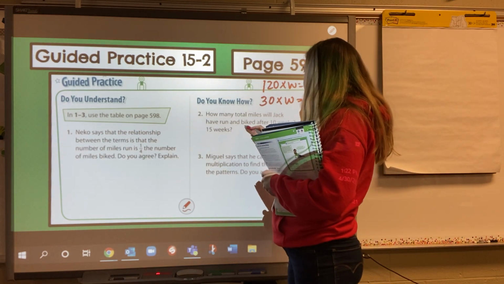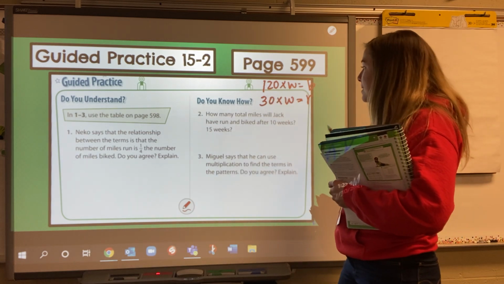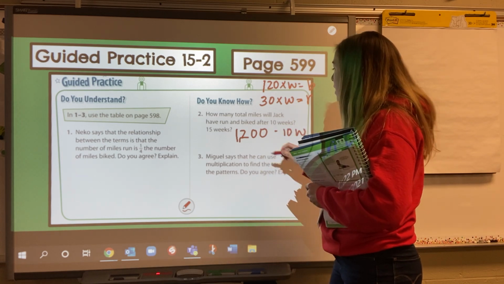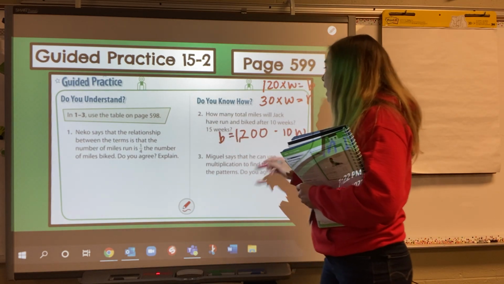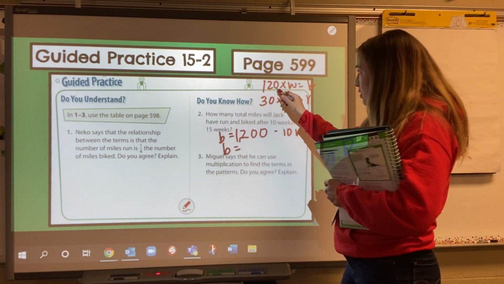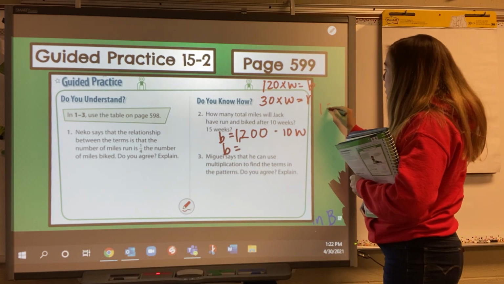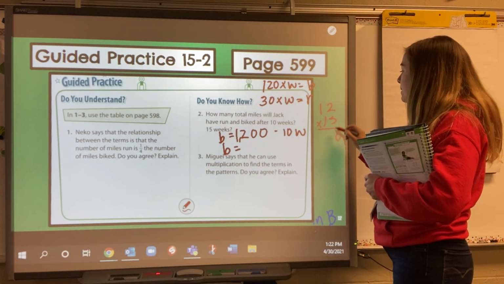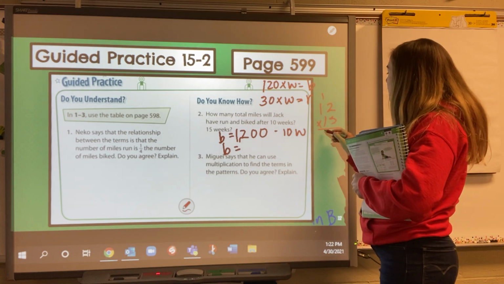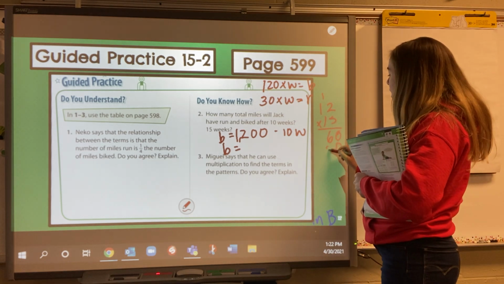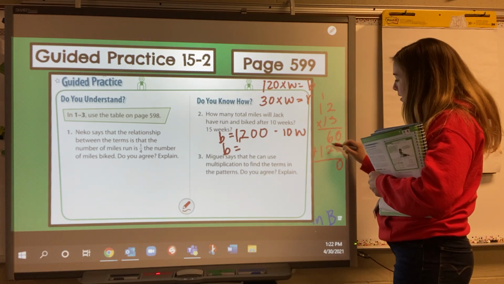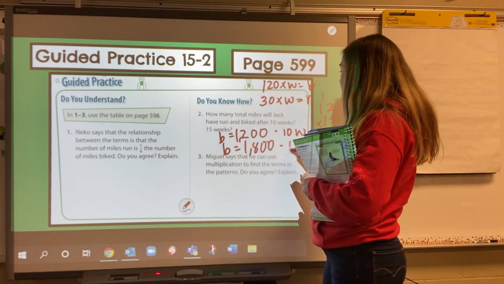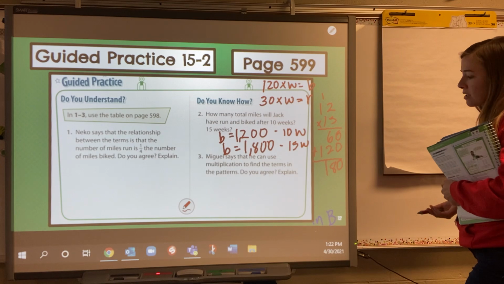So after 10 weeks for biking, if I do 120 times 10, I'm going to add a 0 to it. After 15 weeks for biking, I would have to do 120 times 15. So we could do 12 times 15 and then add the 0 to the end of it. So 5 times 2 would give me 10. 5 times 1 is 5, plus 1 more is 6. Add it together, and then add a 0 to the end. So we have 1,800 for 15 weeks. And that's just for the biking.